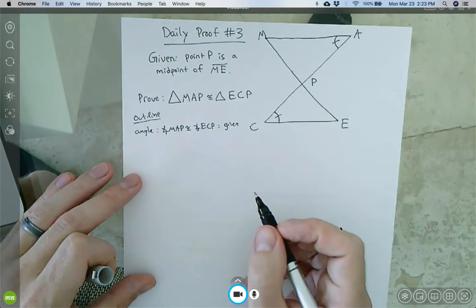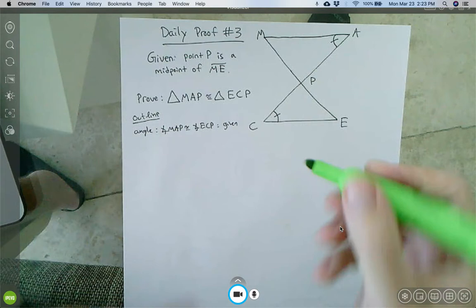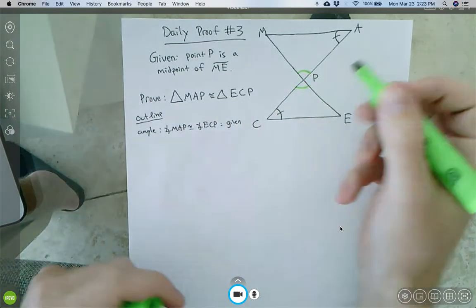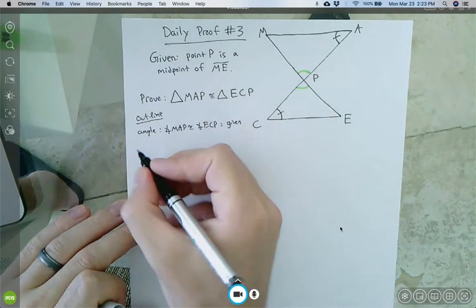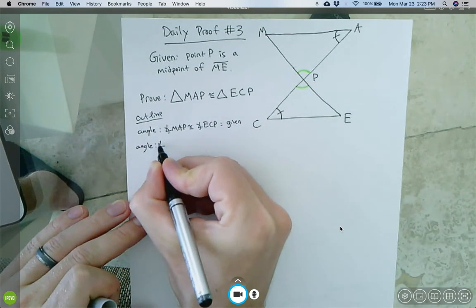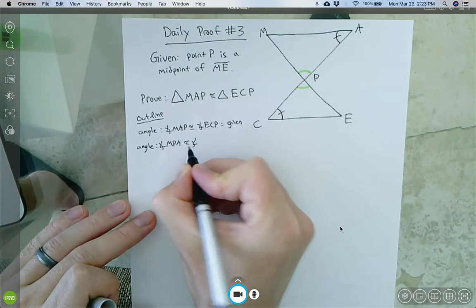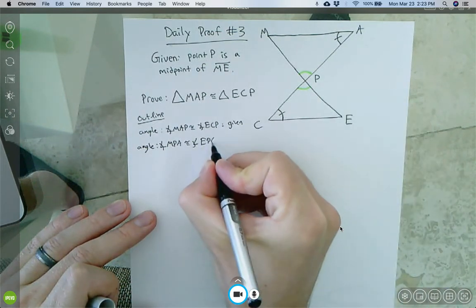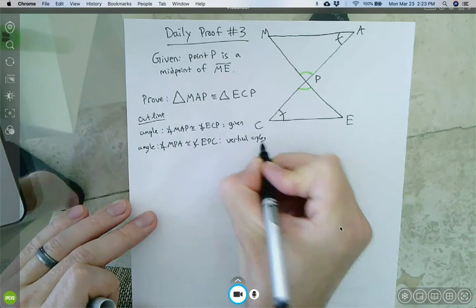Okay. I also see another angle right here, and I want to take my highlighter so I can show you. This angle and these angles, they're congruent. You guys know why? I bet you do. You just probably said vertical angles, didn't you? All right, so we have another angle. Angle MPA is congruent to angle EPC, that's vertical angles.